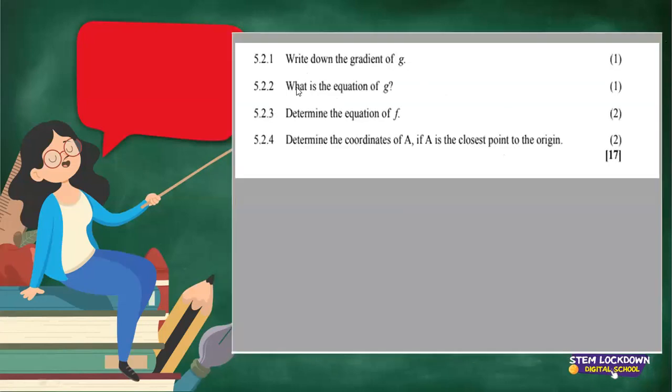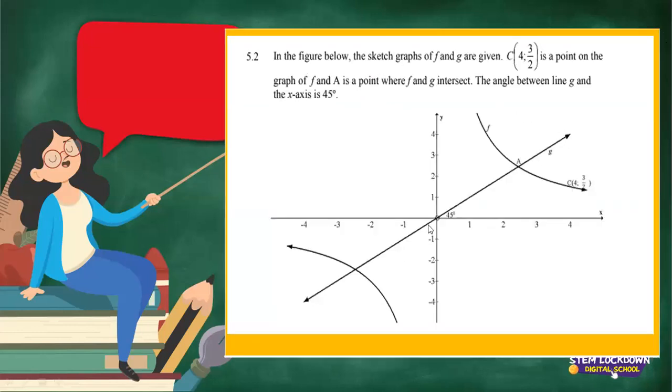Okay, then what is the equation of G? Because we know the gradient, we can find the equation. Remember, the equation of a straight line is y equals mx plus c. We already calculated the gradient, so m equals 1. Now, what is the value of c? There is no c intercept. The line passes through the origin, so c is 0. There is no intercept on the y-axis.